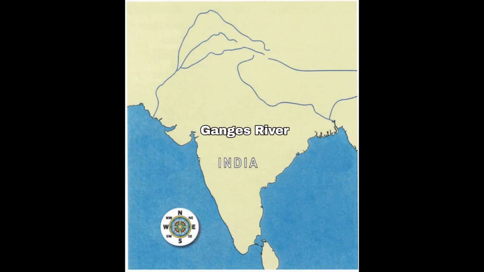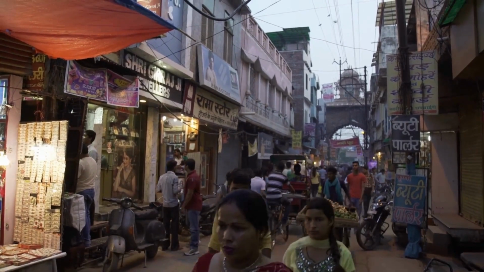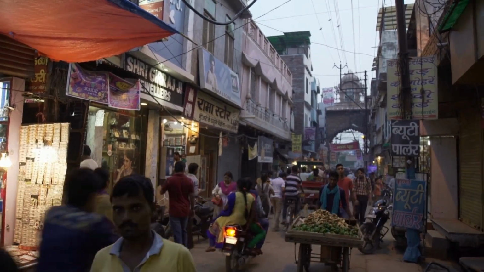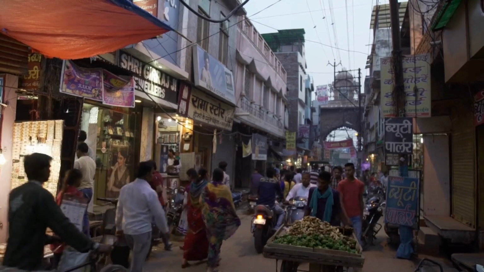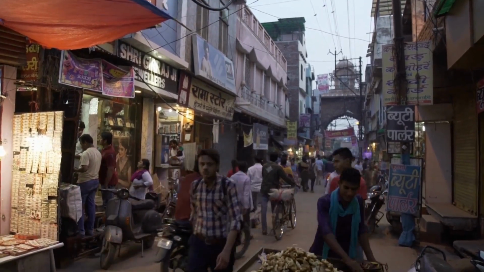Ganges River. The Ganges River starts in the Himalayan mountains and winds more than 1,500 miles to the Bay of Bengal in the Indian Ocean. Today, the Ganges provides water to the country's most fertile farmland and to its most densely populated areas. Historically, this river valley was an important area of settlement.